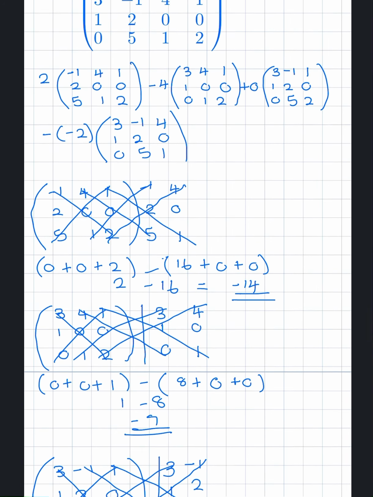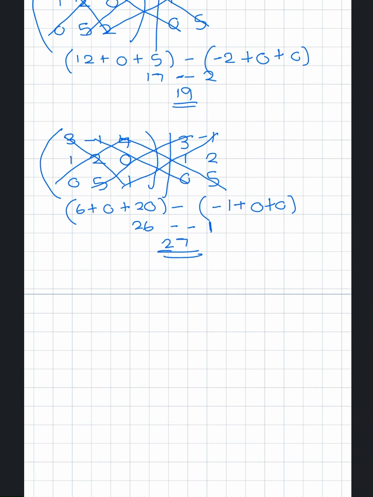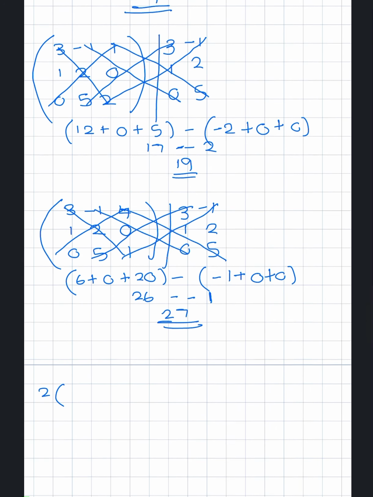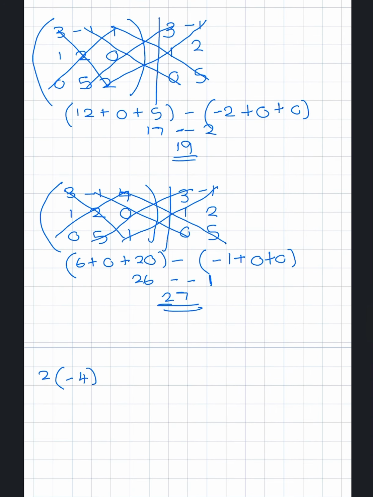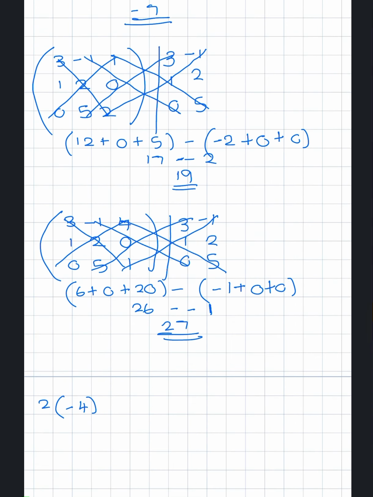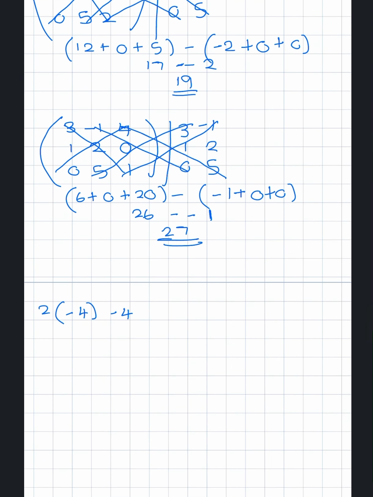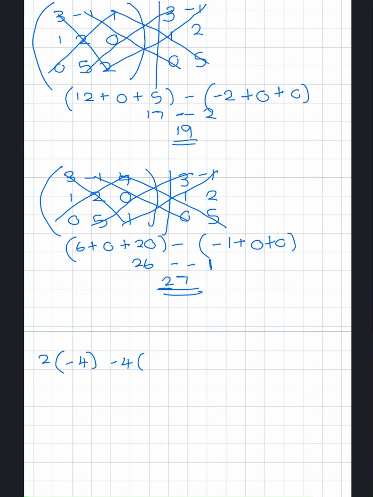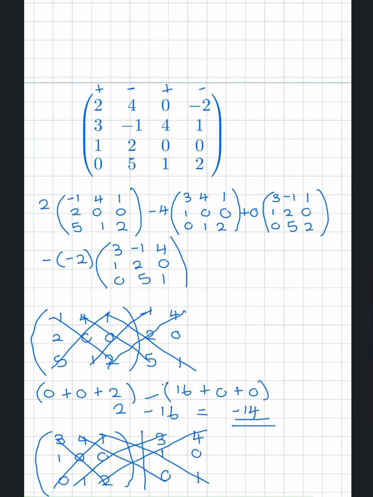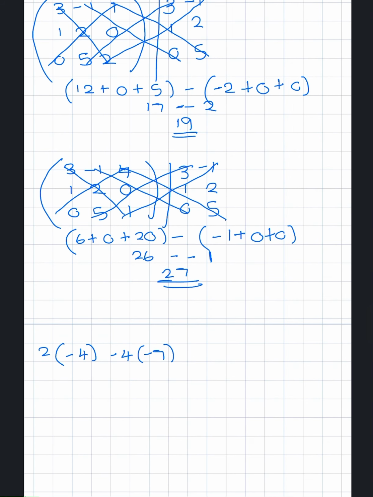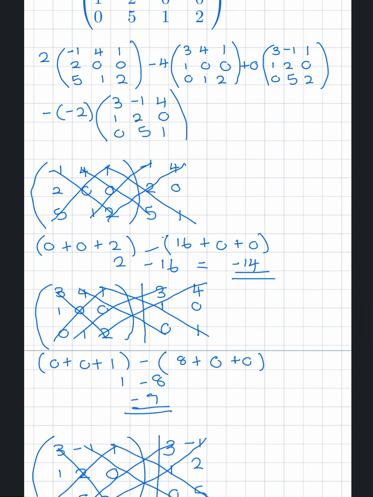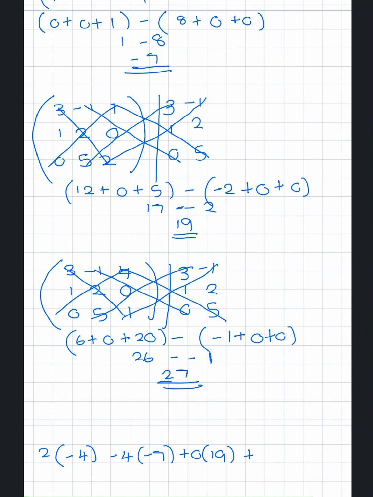Okay, so now we're grouping our answers. We're substituting our answers. The first one was 2, then our first answer there is minus 14. Then minus 4, open bracket. What was our answer? Minus 7. Then the next one is plus 0 multiplying 19. Then we have minus, and minus 2 gives us a plus 2 multiplying 27.